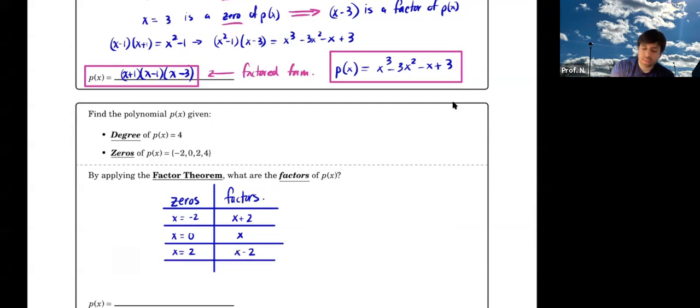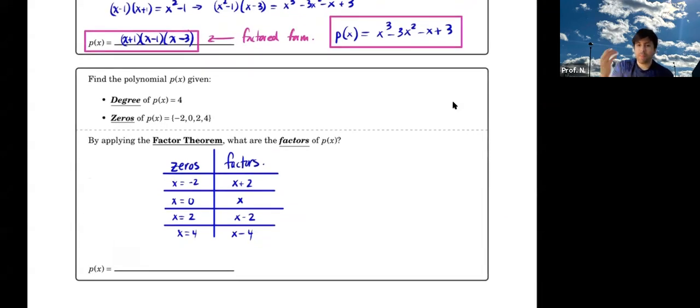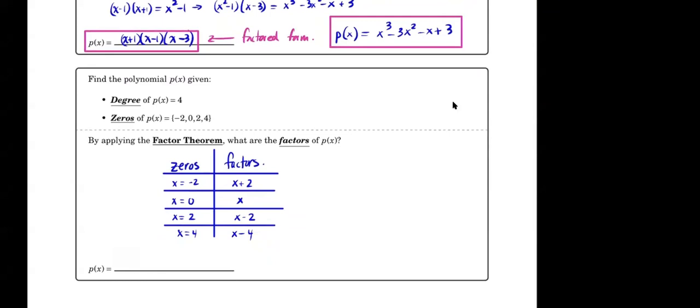X minus 2. Do you guys see that? And x equals 4, finally? X minus 4. So then what's going to be my polynomial? My polynomial is made up of all the factors. That's what the factors do. They give me the polynomial. So then I can multiply everything out.